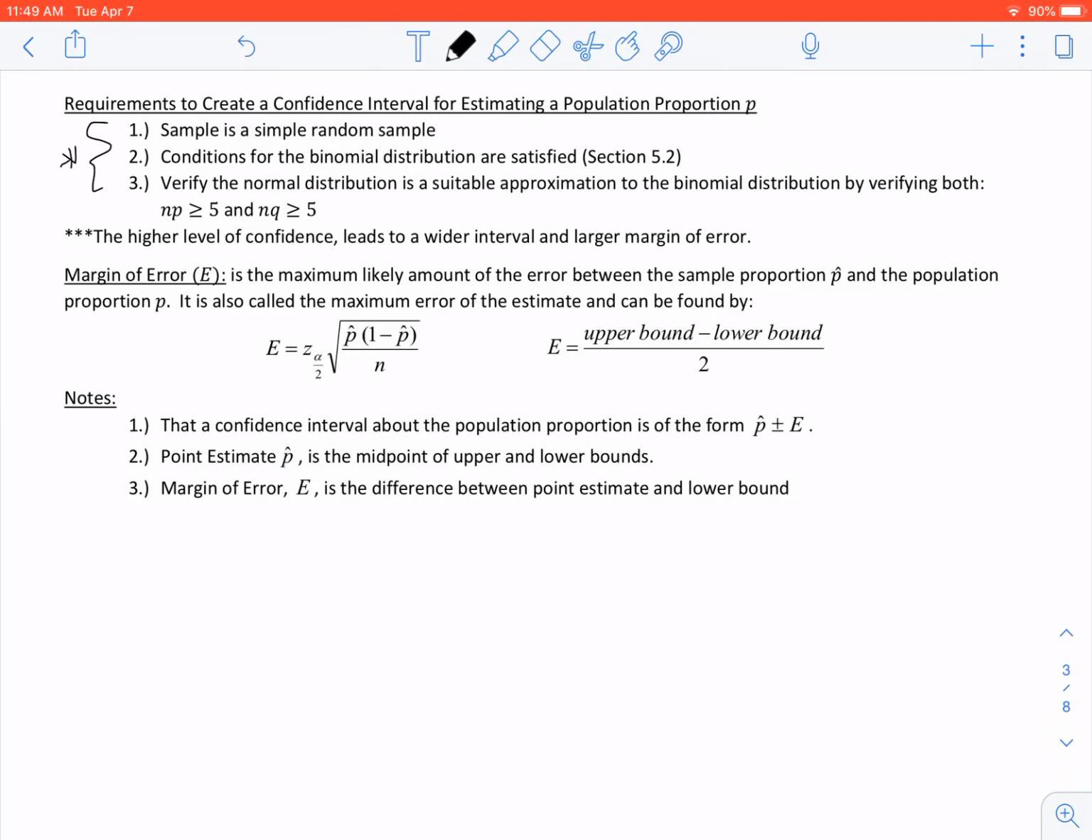The higher level of confidence leads to a wider interval and a larger margin of error, and that has a bunch of stars. We'll underline it too.